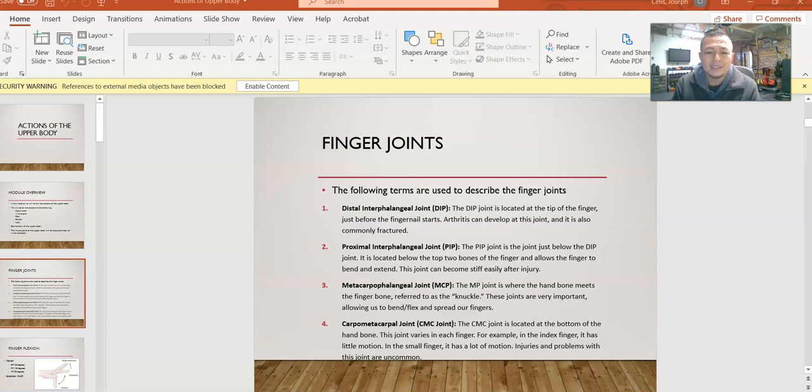All right, class. Next is the metacarpophalangeal joint, MCP. This joint is where the hand bone meets the finger bone, okay? Often referred to as your knuckle, okay? These joints are very important. It allows us to bend and flex the fingers in this way, all right? The carpometacarpal joint, the CMC joint, is kind of difficult to see. Basically it's right here on your wrist, where your wrist bones meet your hand bones right here, okay? So that's where this CMC joint is.